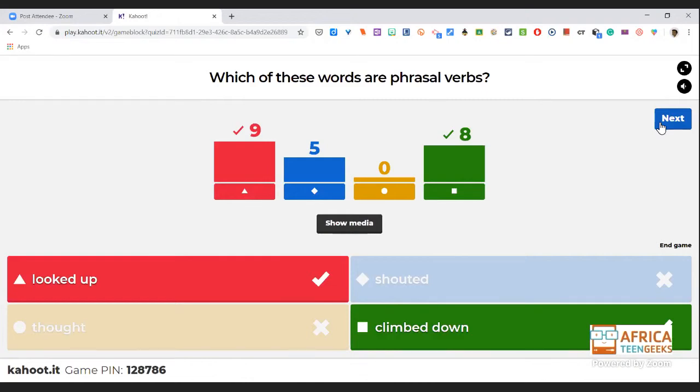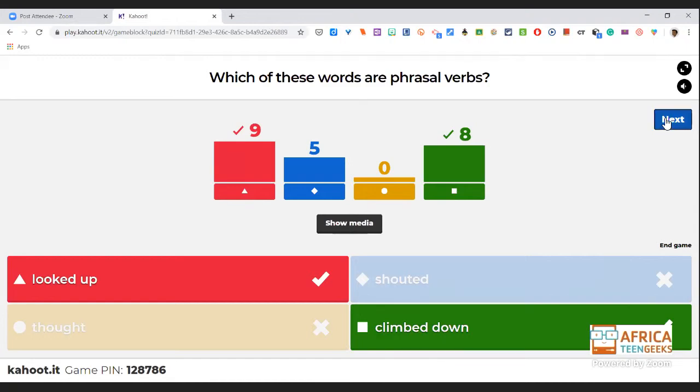And remember that a phrasal verb has got 2 parts to it. Looked up, looked is a verb, but when you add up to it, it becomes a phrasal verb. Right. And looked and looked up could mean different things. You could say, she looked up to her teacher because she liked her so much, or he climbed down the ladder of success. You could use phrasal verbs in different ways.